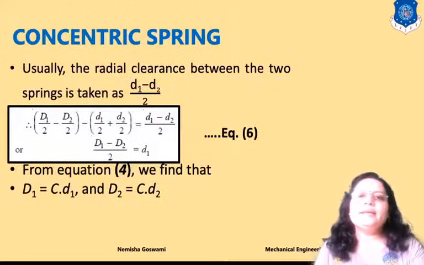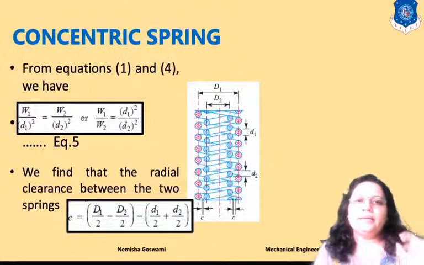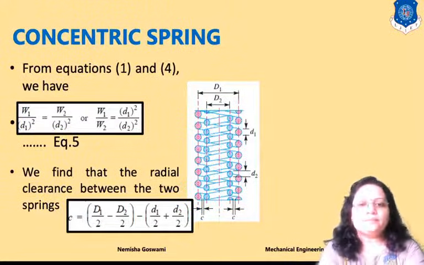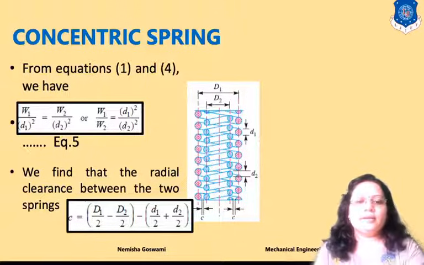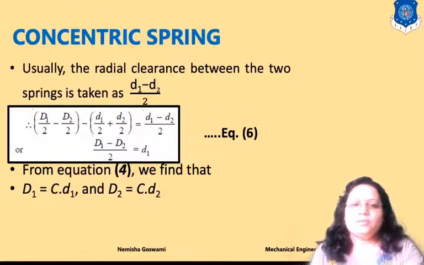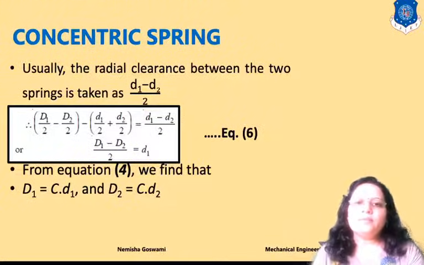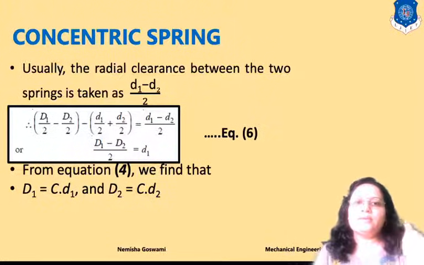Next is the radial clearance. Here you can see a small c is indicating the radial clearance. Basically, the radial clearance is the outer wire diameter small d1 minus small d2 divided by 2. So we have to find the relation from this. Radial clearance is also given by capital D1 divided by 2 minus capital D2 divided by 2 minus small d1 plus small d2 divided by 2. So this is equal to the radial clearance, d1 minus d2 divided by 2.